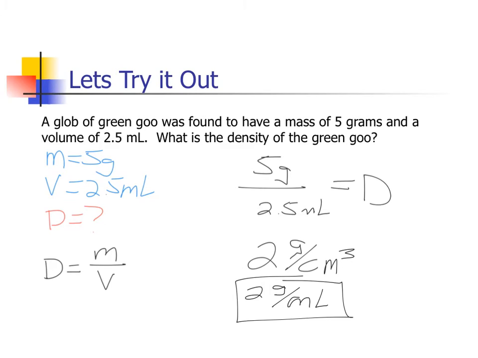So here we go, and I just went with it. So there's my density of my green goo. Now we can look it up on a table and see what kind of looks green and globby or whatever, and see what is 2 grams per milliliter, 2 grams per centimeter cubed.